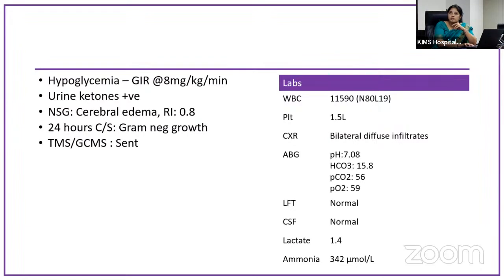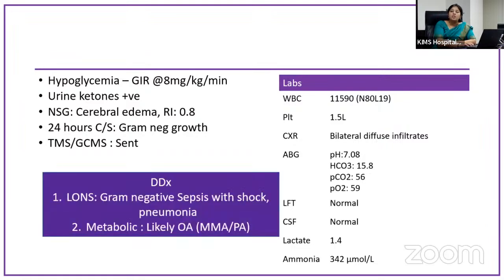The urine ketones were positive, which tells us that we are probably not looking at a fatty acid oxidation disorder. The NSG showed cerebral edema with mildly elevated RIs, and the 24 hours culture sensitivity showed a gram-negative growth, and TMS and GCMS were sent, considering that it may be a metabolic disorder given the high ammonias. Now, our differential diagnosis includes late onset neonatal sepsis because we have a culture which is growing, probably gram-negative sepsis with shock and pneumonia.